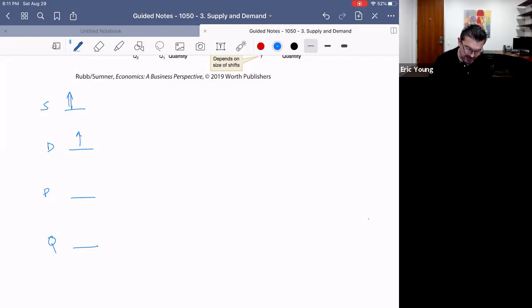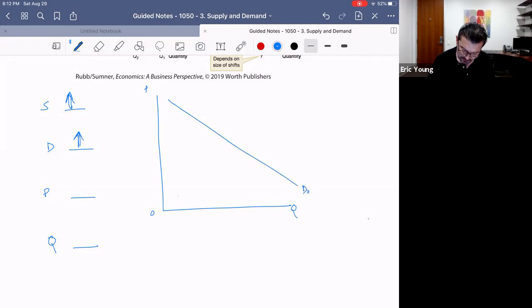So we're going to indicate with our arrows that supply and demand are both going up. But because we don't know which one is bigger, we can't indicate. We have to just assume that they're equal size. So let's do a little thing here. P0 and Q. Let's draw demand, supply, equilibrium, P0, Q0. Nothing new, our basic model.